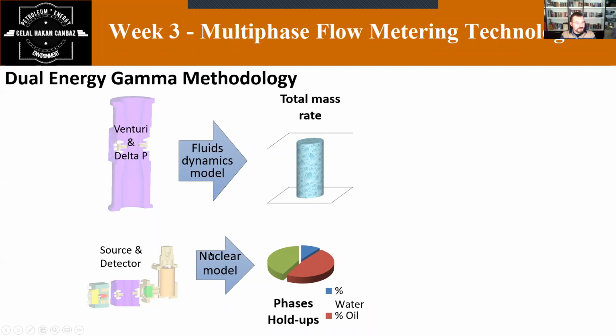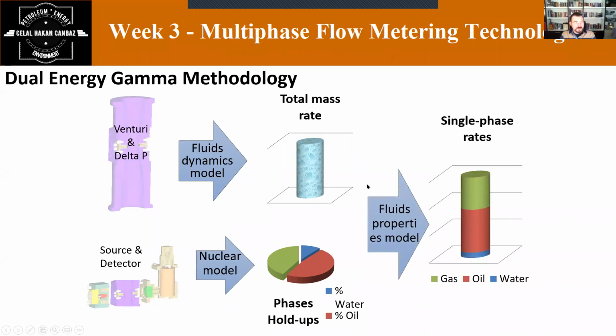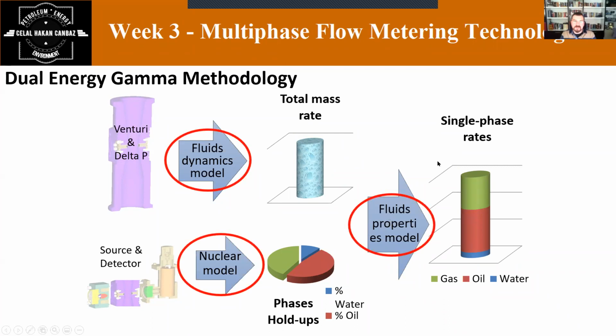So you get your phase hold-ups with this one. And in the end, it combines these two. It's in my packet. When I get these two, I will combine the total mass rate and the phase hold-ups in the fluid properties model. And what I get are the single phase rates, the rates of individual phases: oil, water, and gas. This is the visualized part of this.